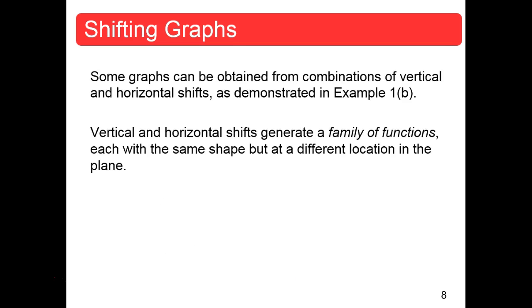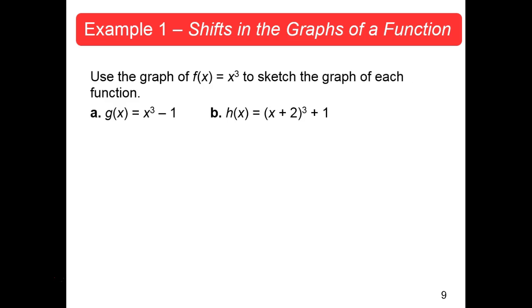Some graphs can be obtained from combinations. That's what you were asking before, weren't you? Vertical and horizontal shifts. And we're going to do this in example 1b. Or did we already do 1b? I think they skipped 1b. Let me just see if they do it. No, they didn't. Okay.